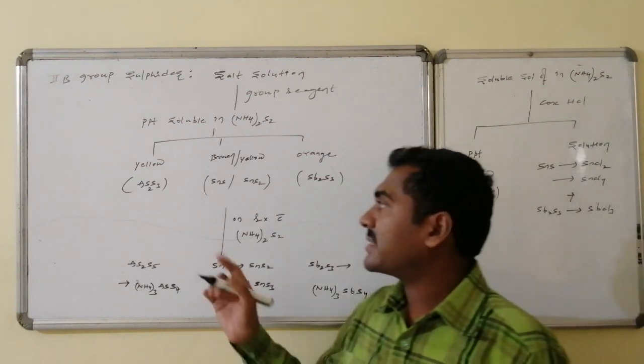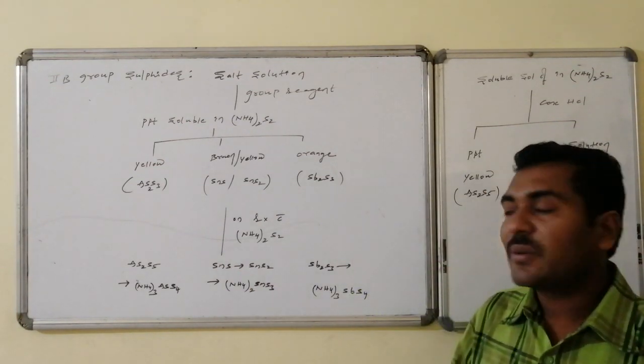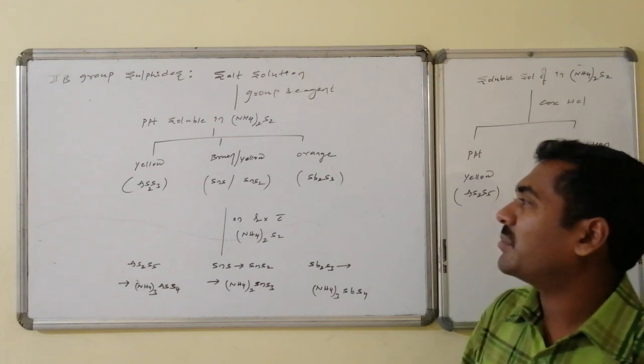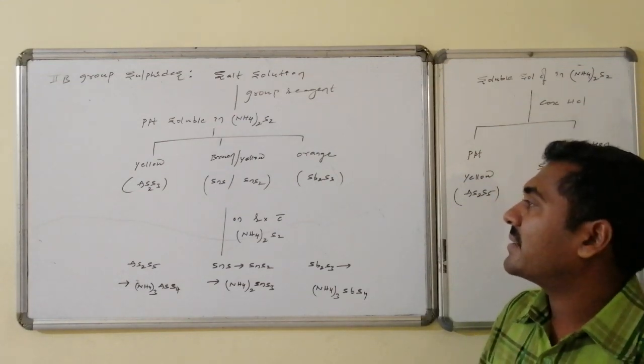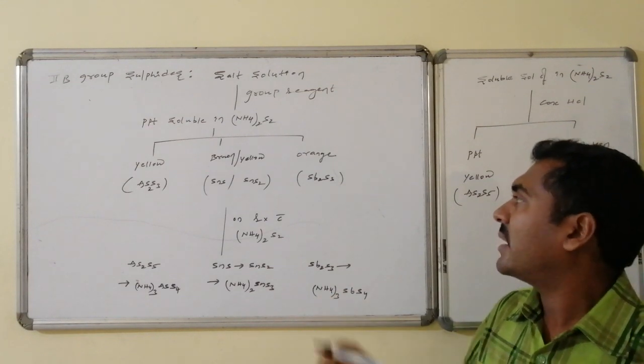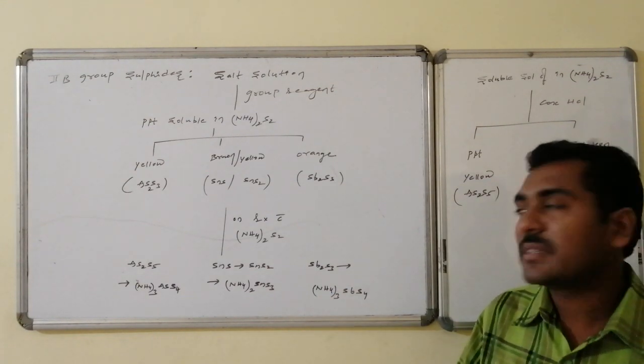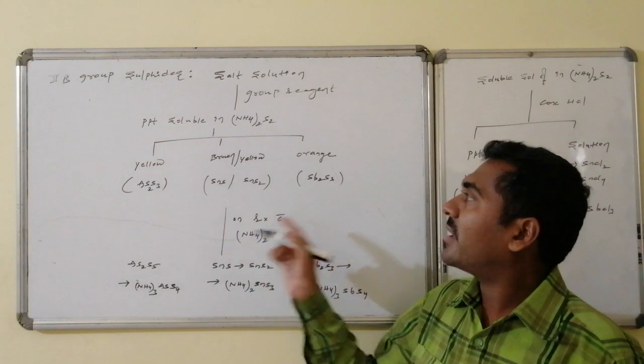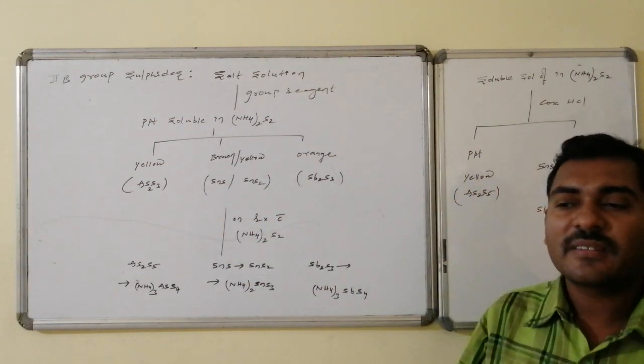The colors of the corresponding sulfides are yellow for the arsenic sulfide, brown for SnS, and yellow for SnS2. A combination may be present for both, and orange color is present for the antimony sulfide. All of these are soluble in yellow ammonium sulfide.